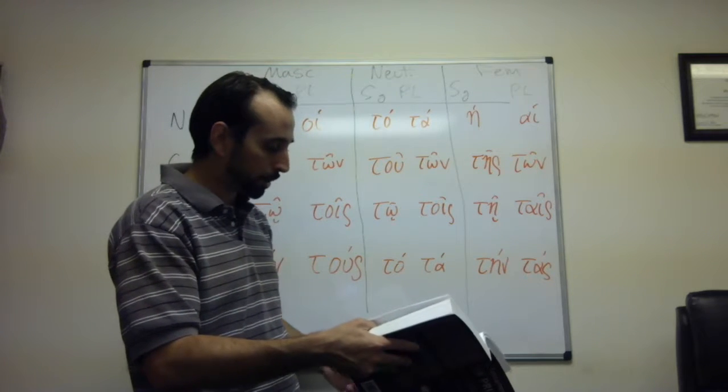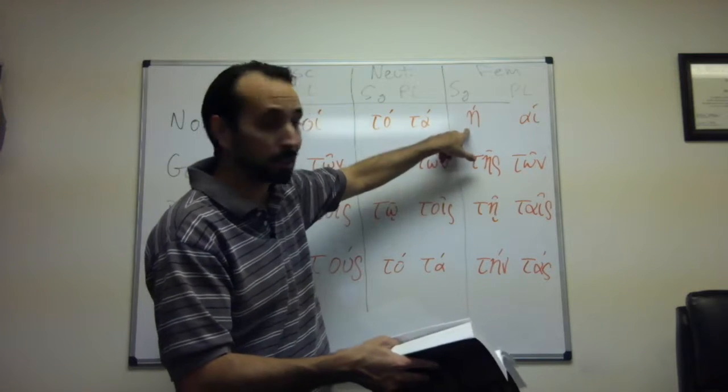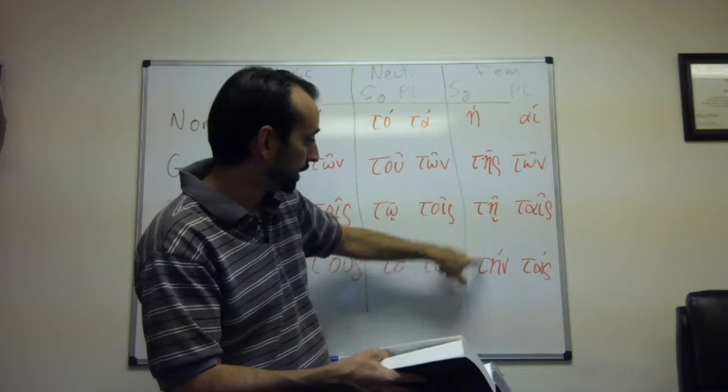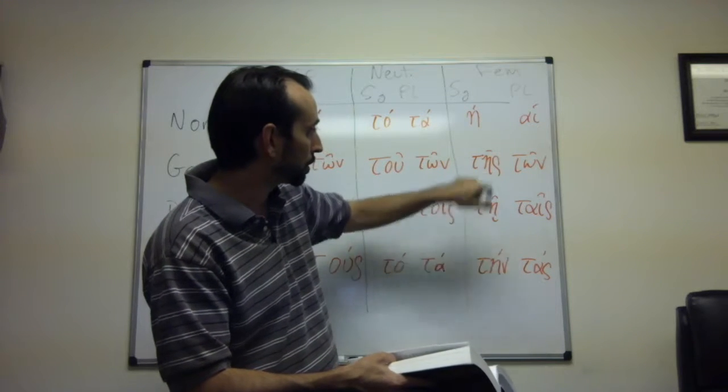You learned the eta pure endings. Notice this is exactly it, just with the T. The nominative changes, it doesn't have the T, but everything else you get the T, but you got the same ending. Eta nu, eta with iota subscript, eta sigma.